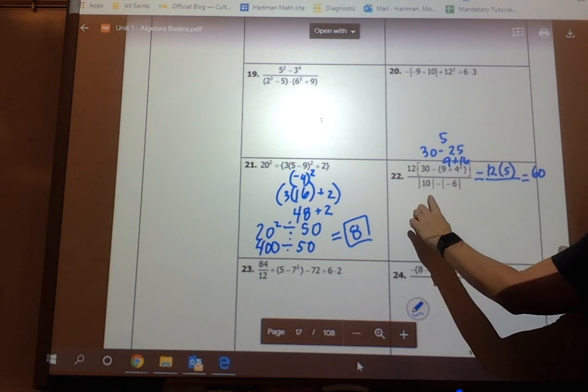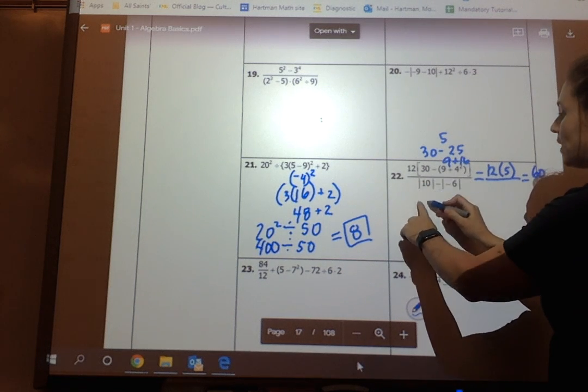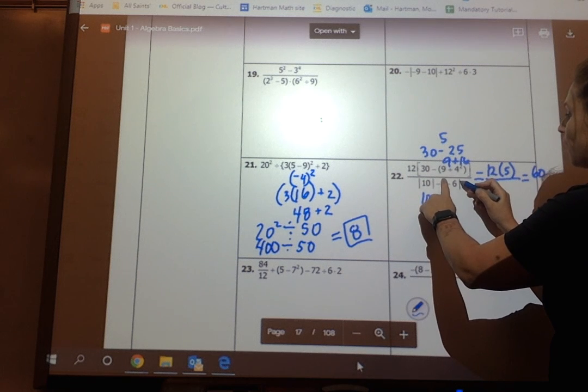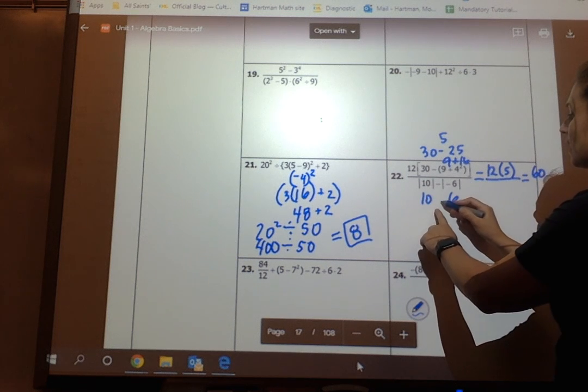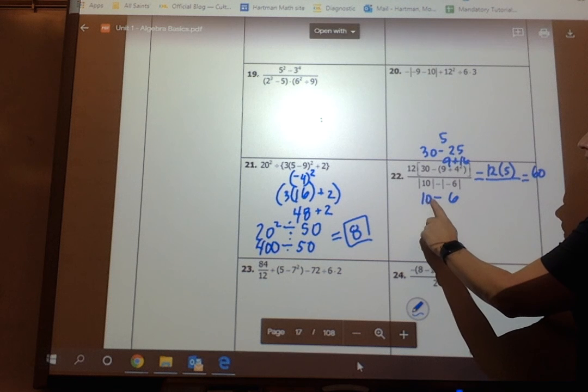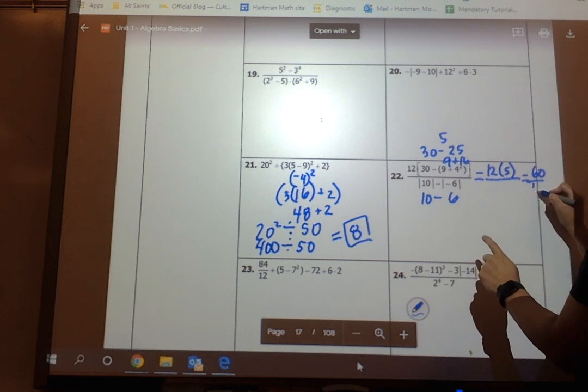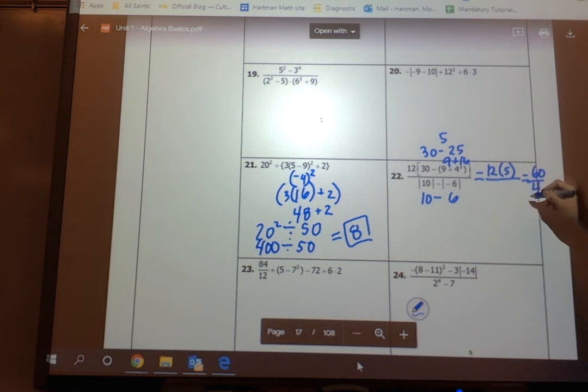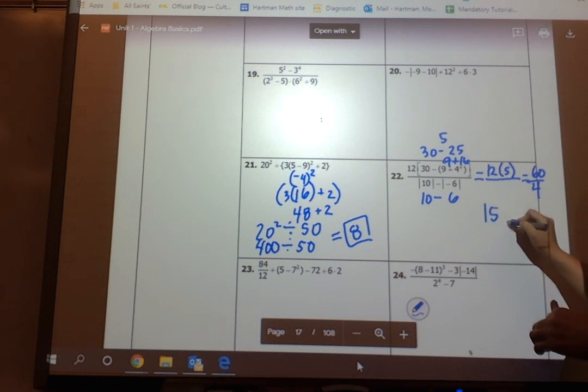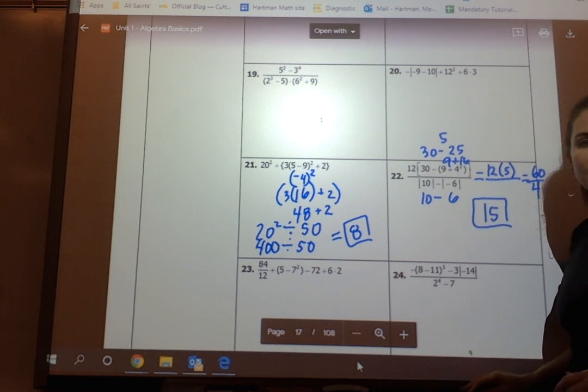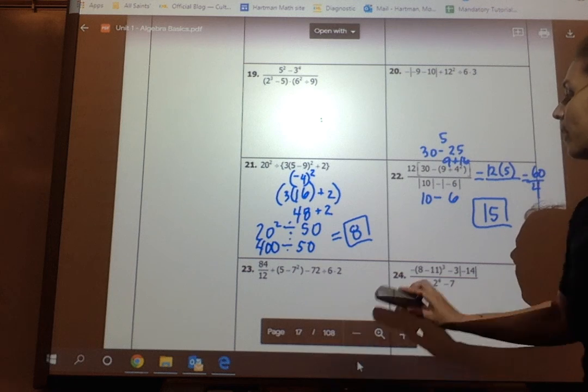And now I can do the denominator. Absolute value of 10 is 10. Absolute value of negative 6 is 6. And then I subtract. 10 minus 6 is 4. So 60 divided by 4 is 15. So 15 would be my final answer for that one.